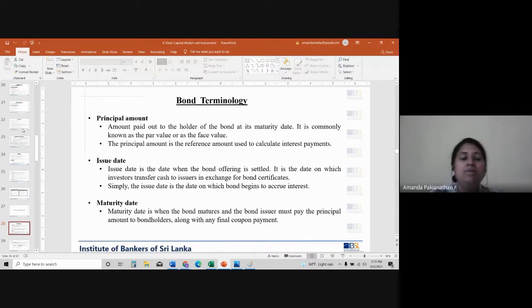Maturity date, something that you can quickly grasp, is the day on which the particular bond is going to expire or mature. On that day, it ceases to give you interest, it ceases to be active. So the bond becomes expired. On that day, the investor has to return the bond certificate to the issuer, and the issuer will return the principal amount to the investor.